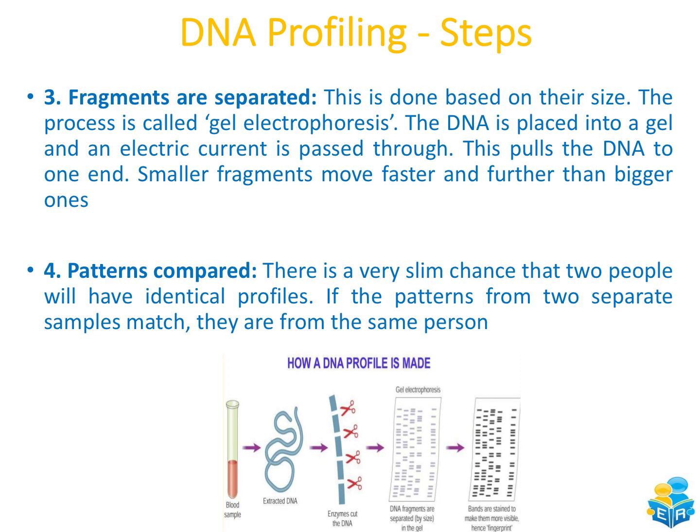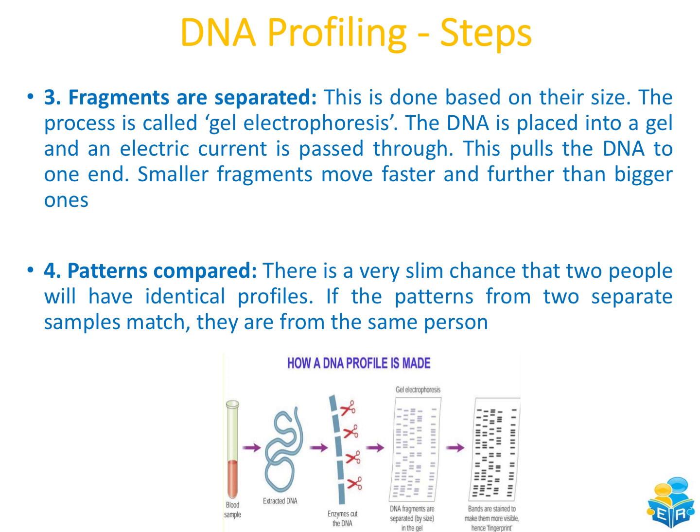The fragments will then be separated based on their size. So this is done in a process known as gel electrophoresis. The DNA fragments are going to be placed into a gel, and an electric current is going to be passed through the gel. So this is going to pull the DNA from one end to the other. The smaller fragments are going to be able to move much faster. They're going to be able to move much further, so they're the ones that will end down towards the end. The bigger ones will remain towards the start.